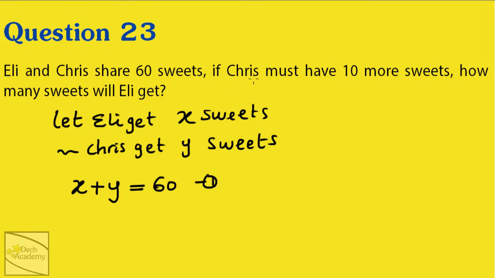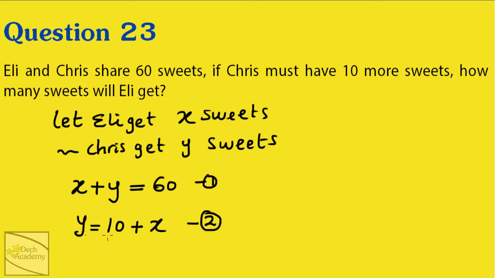Second thing they tell us is that Chris must have 10 more sweets than Eli. So Chris' number of sweets, which is Y, must be 10 more than, so plus the number of sweets that Eli has. So we have two equations.